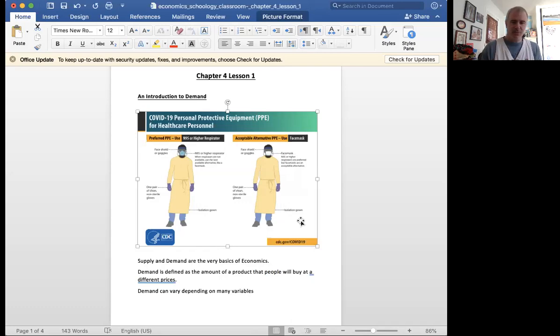All of these kinds of things we'll get into deeper explanations of. So yeah, this is where we are, and this is where we're going to be for the next few weeks. Supply and demand.